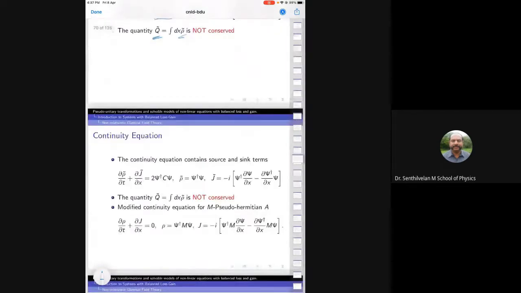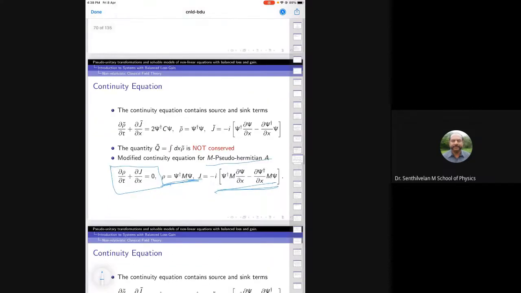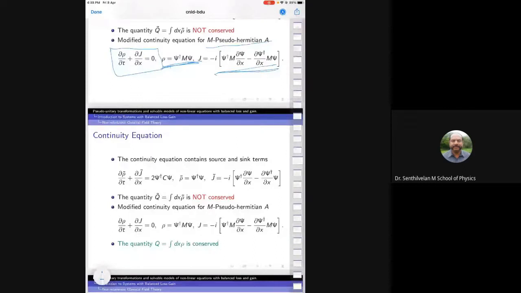What is important is that we can define a modified density operator, and if A is M pseudo-Hermitian, I have already defined what M pseudo-Hermitian is, then with this definition of rho and this definition of current, one gets del rho del t plus del j del x equal to 0. The continuity equation is recovered. So again, the importance of these pseudo-Hermitian matrices is apparent from this derivation. This rho tilde and j tilde do not give the continuity equation, but a non-standard rho and j give the conserved quantity and the continuity equation. So this is good. We can define a charge, the integral of dx rho, that is constant.